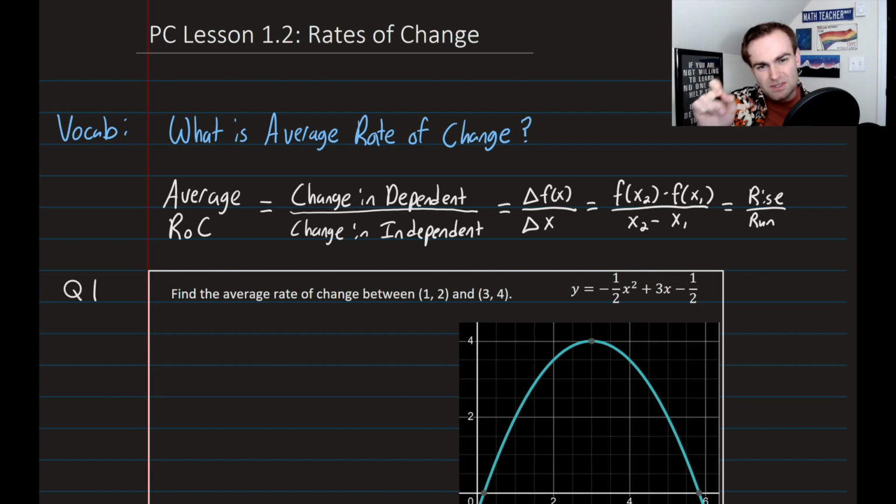We use a little delta, which is a little triangle. It's a Greek letter to represent change. So you might see delta f of x over delta x, or delta y over delta x. Something you might be more familiar with is y2 minus y1 over x2 minus x1. Use it a lot for slope in Algebra 1. In Pre-calculus, we use more function notation, so you're going to see more of the f of x2 minus f of x1 over x2 minus x1. But it's the same thing you've been using, the rise over run, if you will.